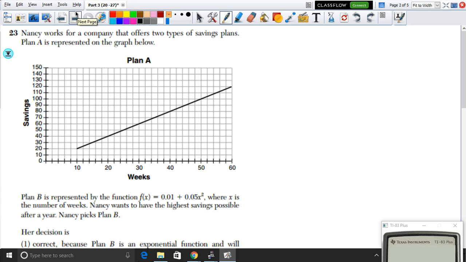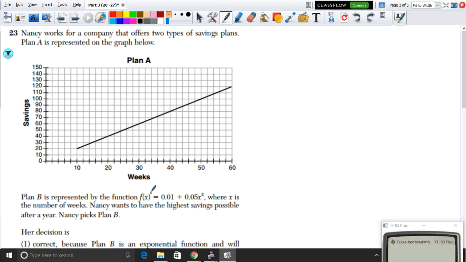Okay, so now we're going to take a look at example 23. For example 23, what we have here is the following. It says Nancy works for a company that offers two types of saving plans. Plan A is represented on the graph below. Plan B is represented by the function f of x equals 0.01 plus 0.05 x squared, where x is the number of weeks.